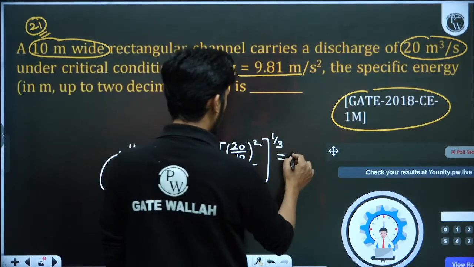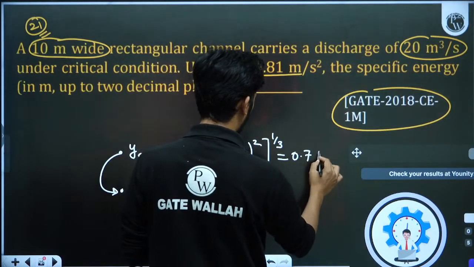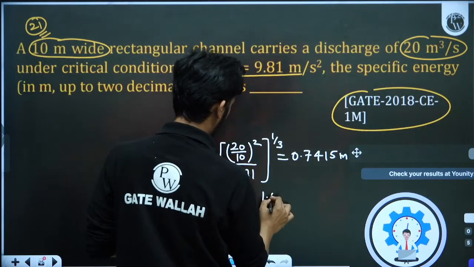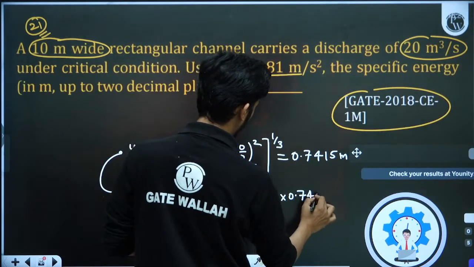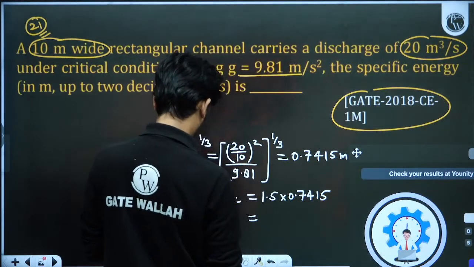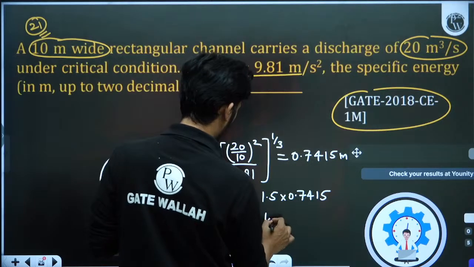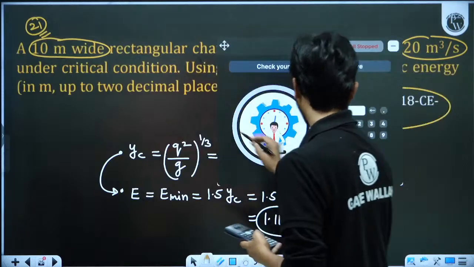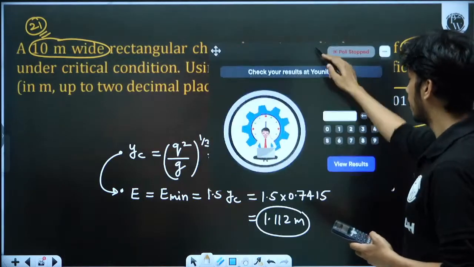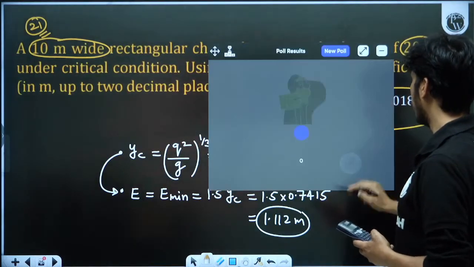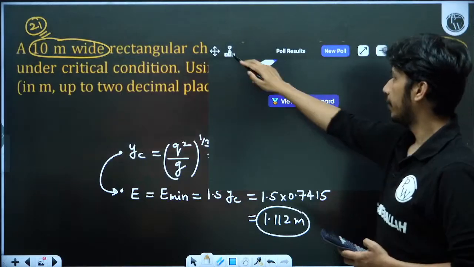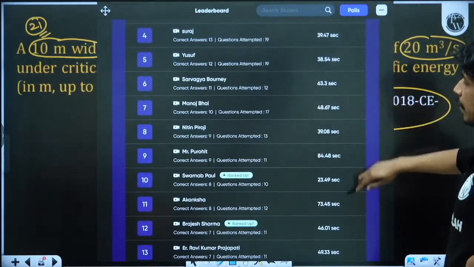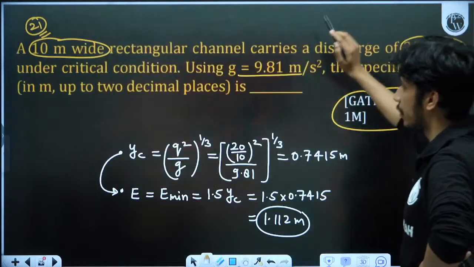This is coming out to be 0.7415 meter. This will be 1.5 into 0.7415. So 1.112 meter. The correct answer is 1.11. Two digits after decimal it is asked, na? Yes. So 1.11 is the correct one. Okay, very good. So overall, Swagatam, Vinay, Ritika, Suraj, Yusuf, top 5 are there. Total, how many students? 36 students are giving the answer.